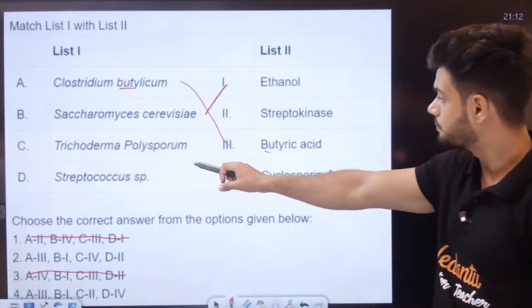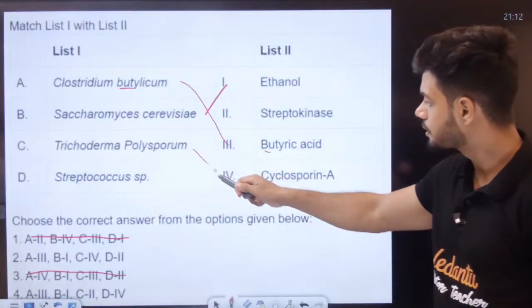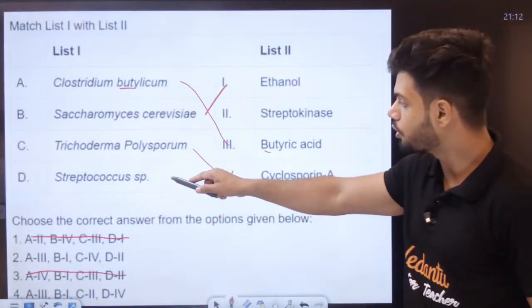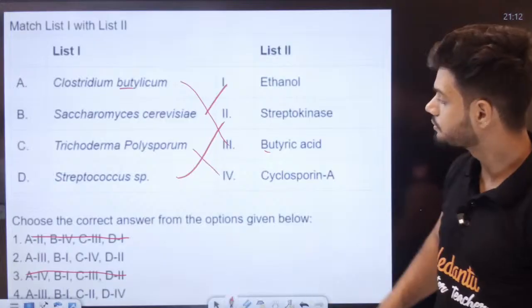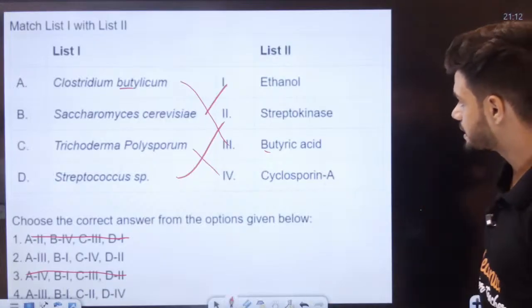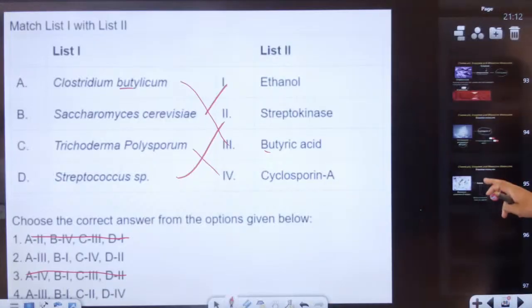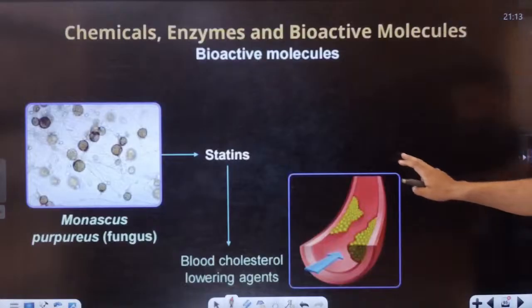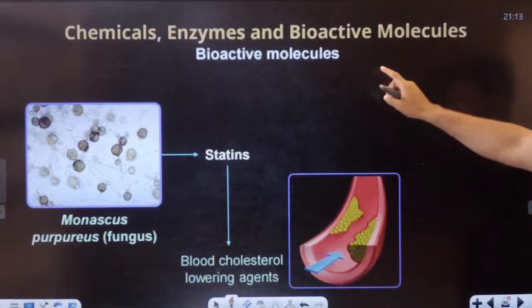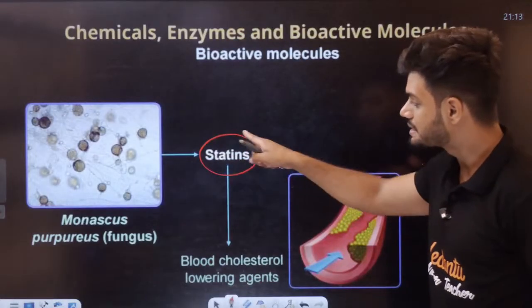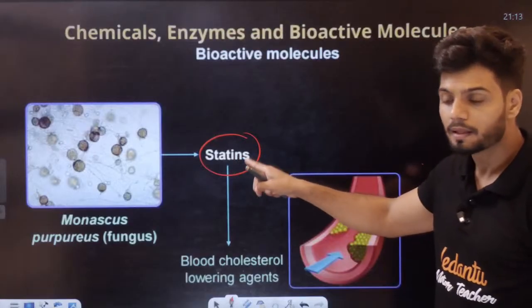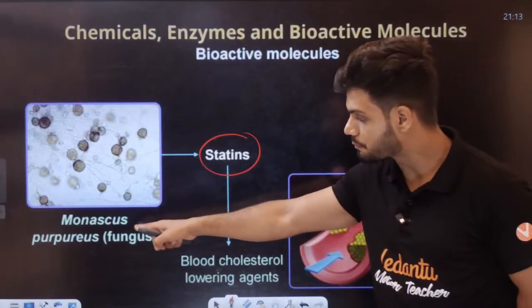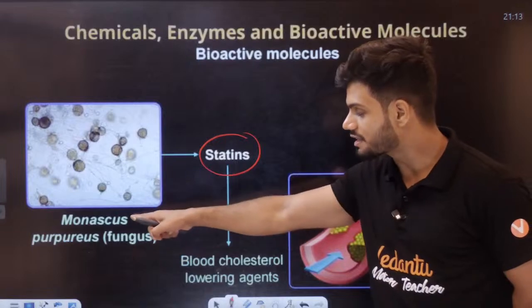Trichoderma polysporum, we just now learned, gives cyclosporin A. Streptococcus will give you streptokinase. We learned it here only, students. Oh students, we missed one more bioactive molecule. That is your statins. Statin is obtained from Monascus purpureus. It's a fungus again.